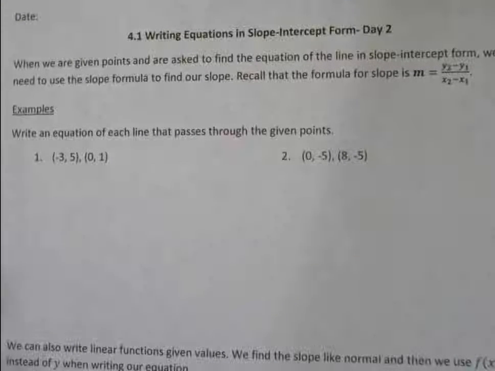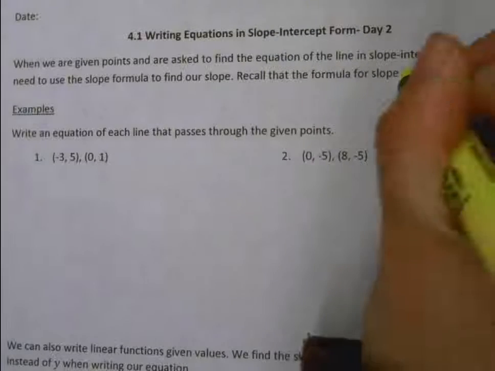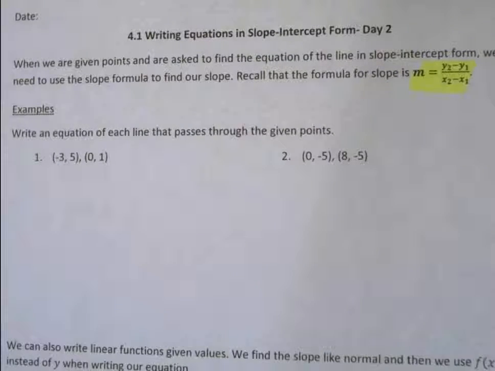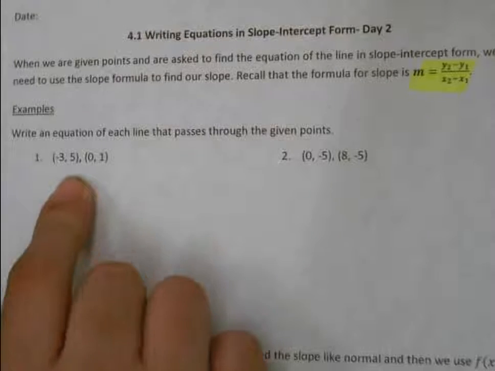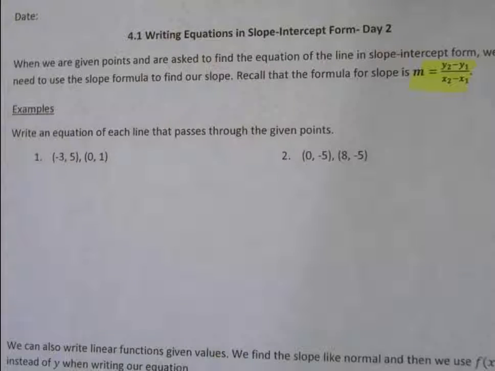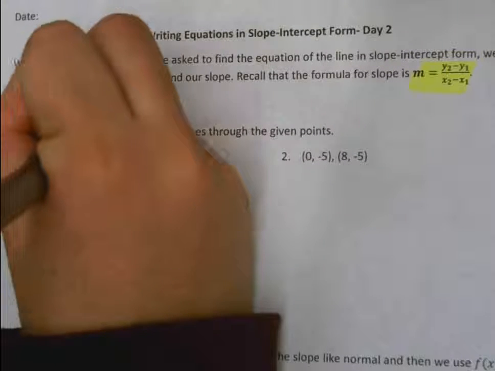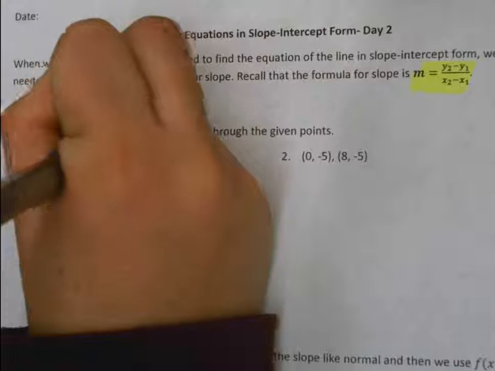So today we're writing equations in slope-intercept form, and the equation to find slope is y2 minus y1 over x2 minus x1. So I'm going to use that to find my slope, and then from there I'm going to take my points and write an equation of a line. So what I'm going to do first is, on number 1, I'm going to label my points x1, y1, and then x2, y2.